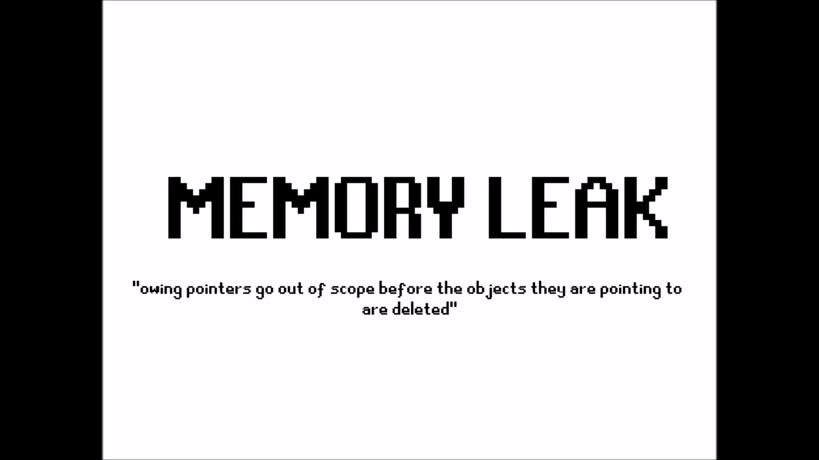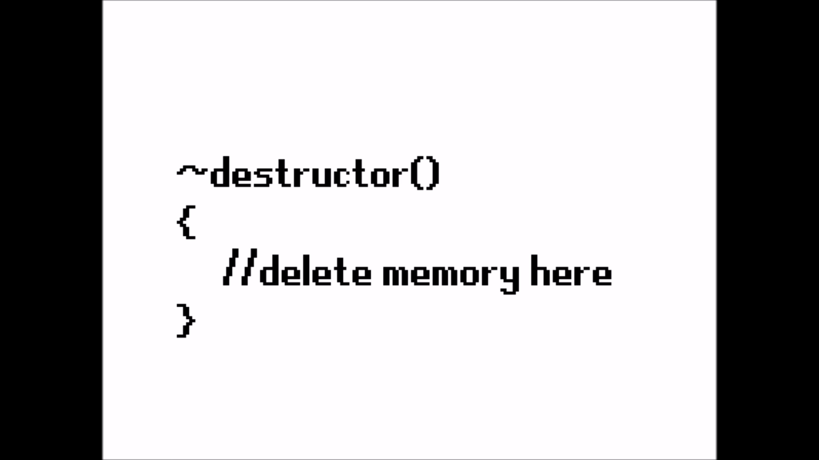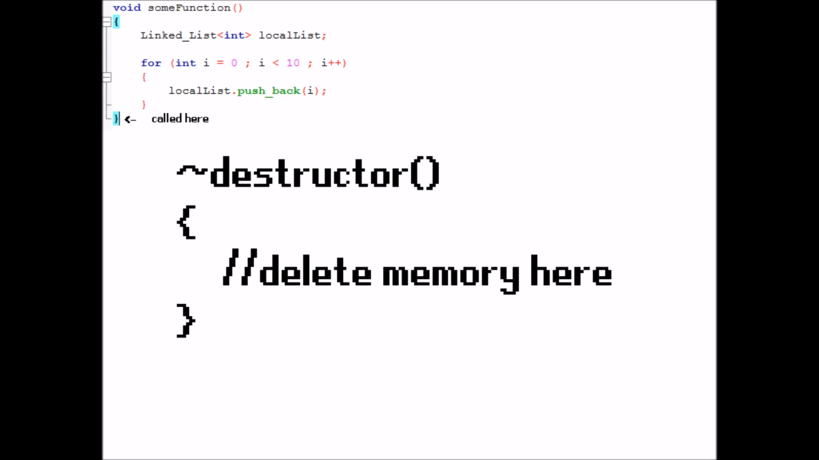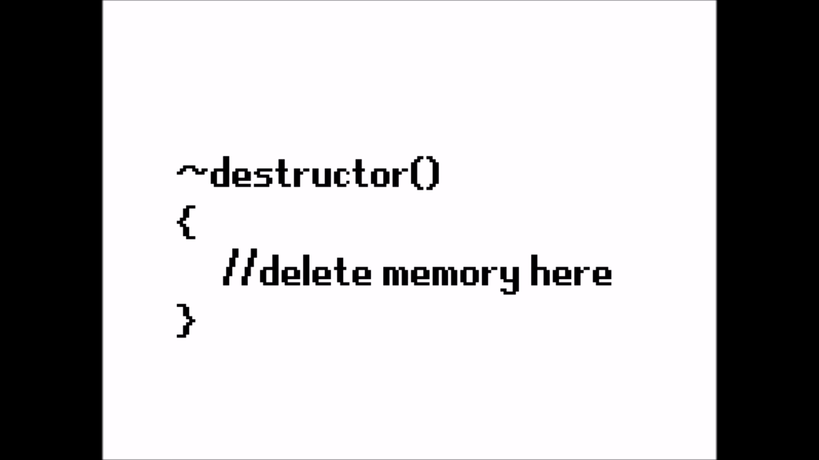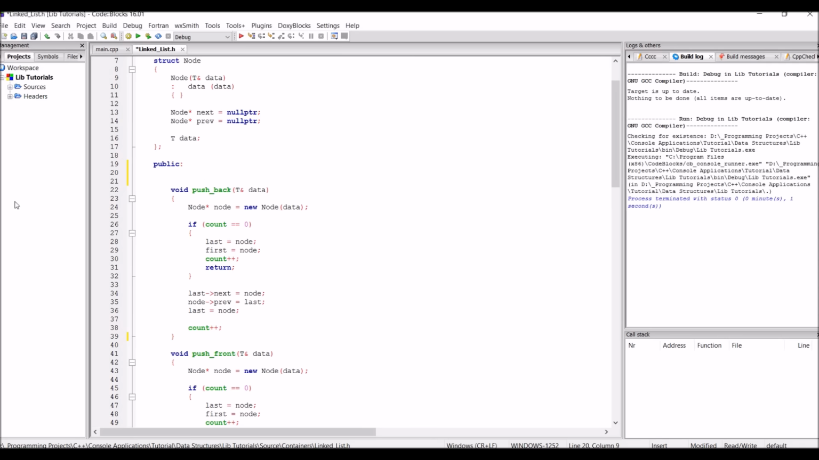Now, all this basically means is that owning pointers go out of scope before the objects they are pointing to are deleted. This means that we no longer have any way to access those heap allocated objects. This means that those objects are taking up precious memory that we can no longer use. Now, luckily for us, C++ has something built in called the destructor. And this is just a function which is automatically called when an object goes out of scope. And the idea behind it is that you delete memory that the class owns in this function. So let's implement this now.